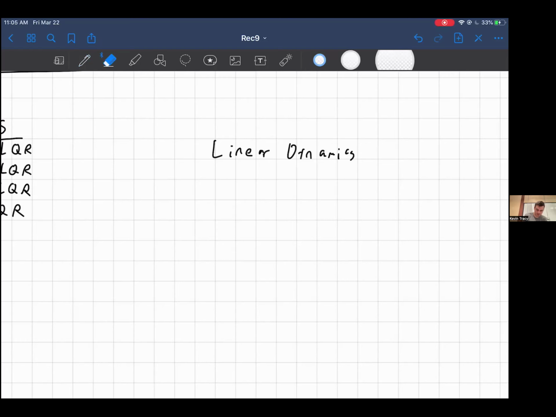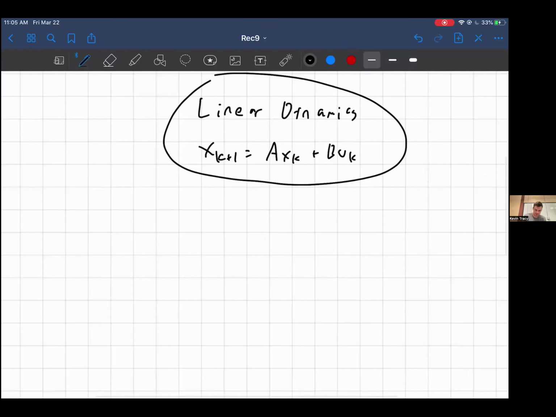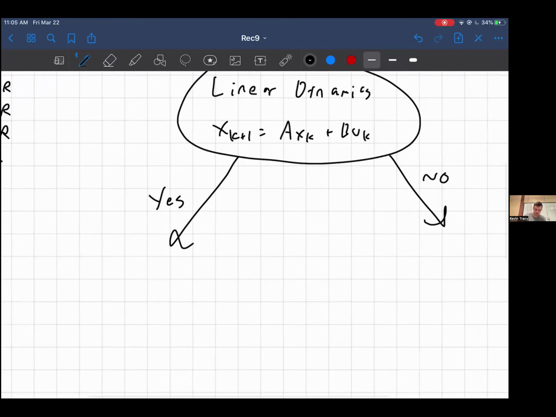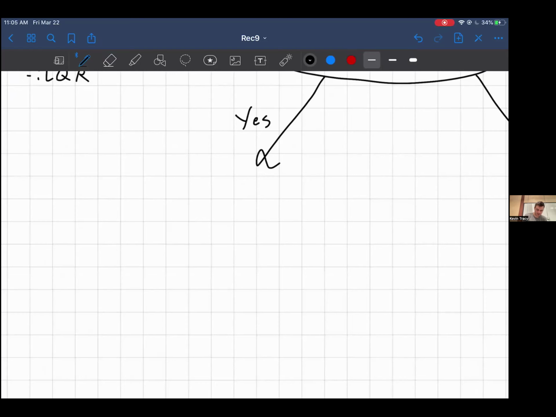Actually, I'll be even more general. If the dynamics look like this, we've got some options. On one hand, I'm going to say yes, no, and then run forever. So the next thing is, are we running this thing forever or are we running it for a specific trajectory?